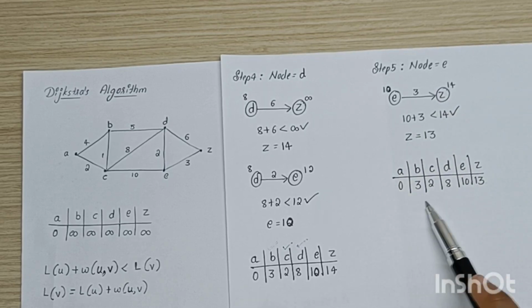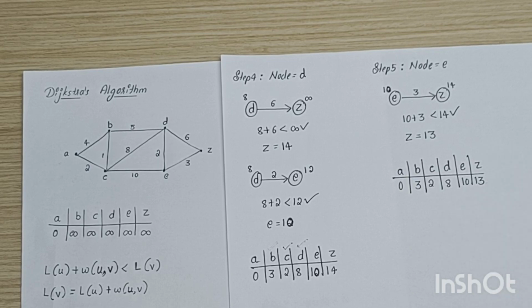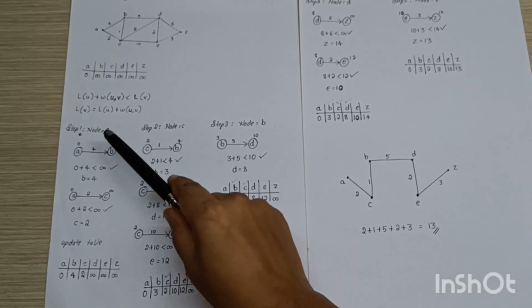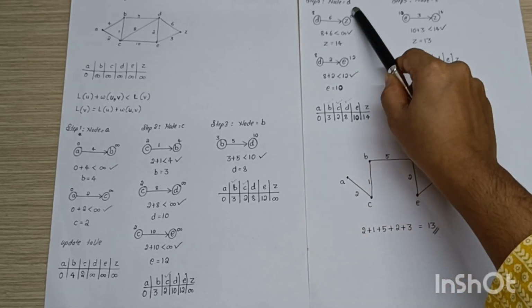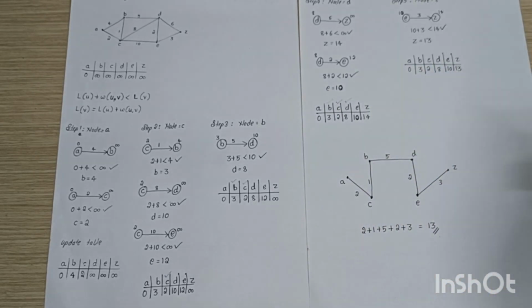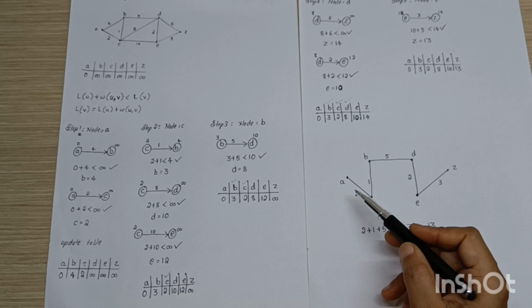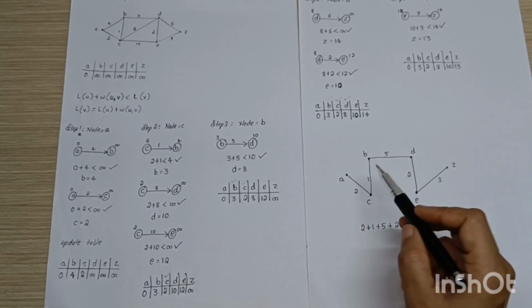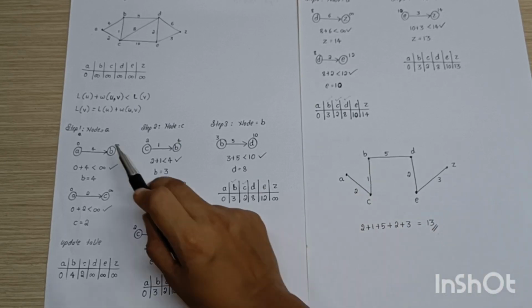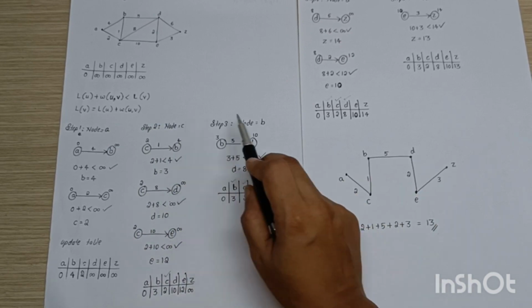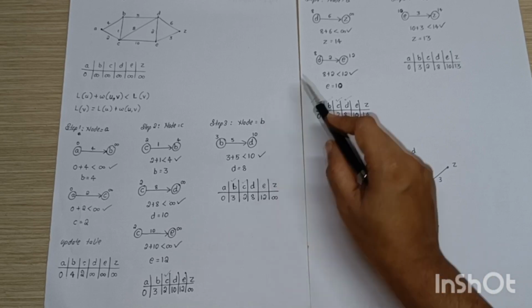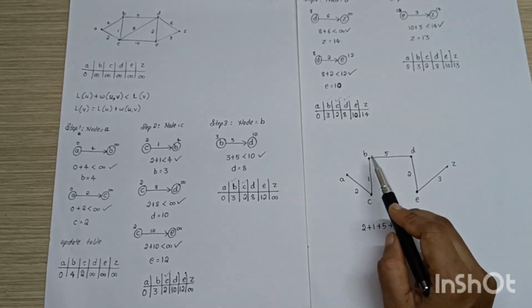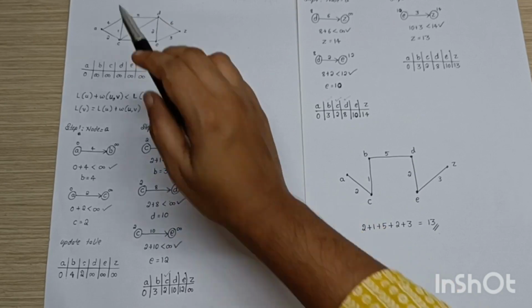So this is the last table that you have got with all the values. Here first we selected node A, then C, then B, then D, and lastly E. So with the graph we are going to draw the final diagram. So A to C, next C to B with value 2 and here 1. Next B to D, the value is 5.